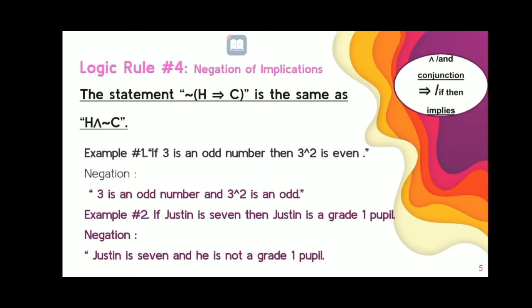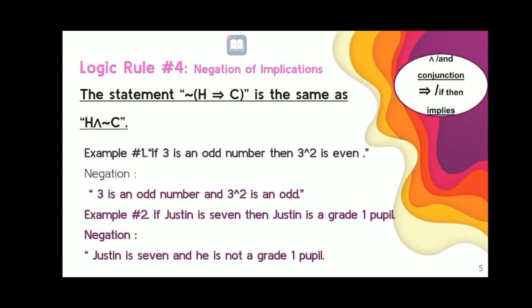To further illustrate, if we have this proposition: if 3 is an odd number, then 3 squared is even. If we negate this, that leads to 3 is an odd number and 3 squared is odd. Notice that the hypothesis stays as is, with respect to rule number 4, and 3 squared is even changed into odd, which is the opposite. Another one: if Justin is 7, then Justin is a grade 1 pupil. If we negate this with respect to rule number 4, Justin is 7 and he is not a grade 1 pupil.